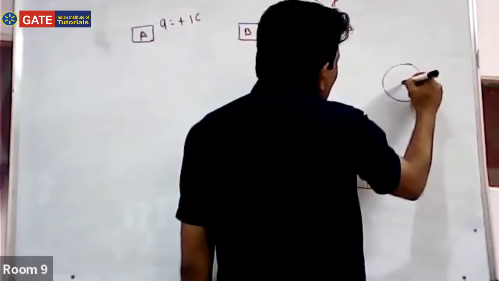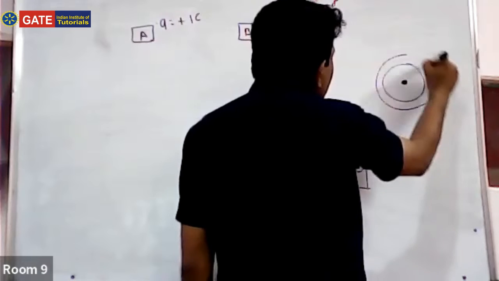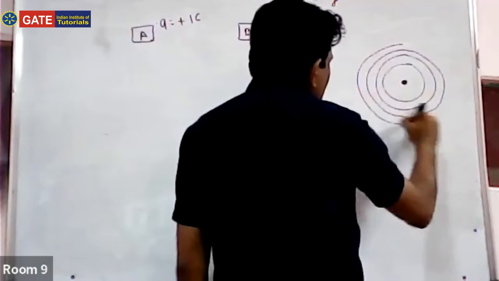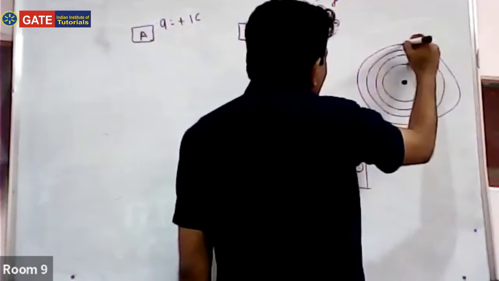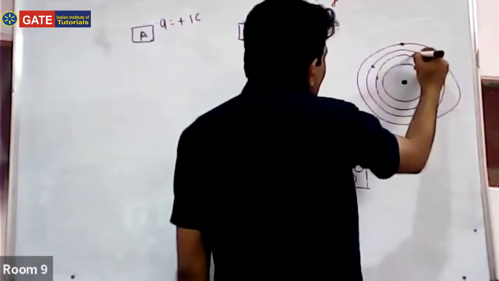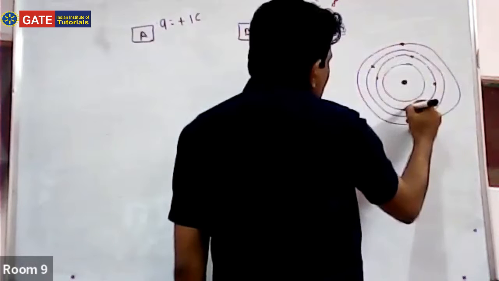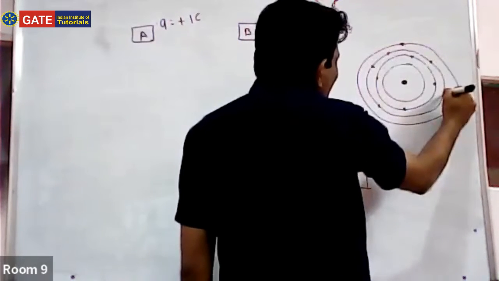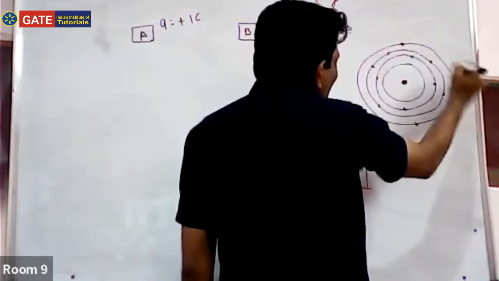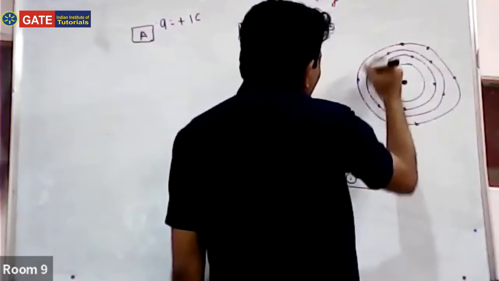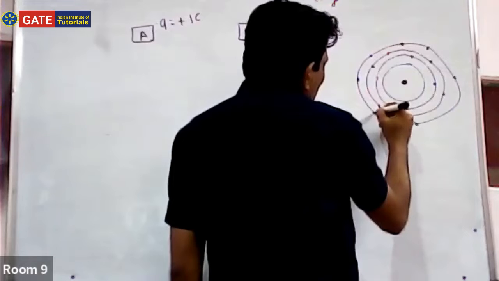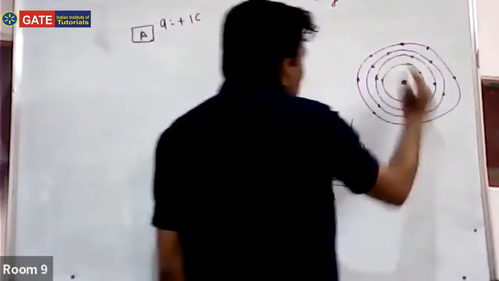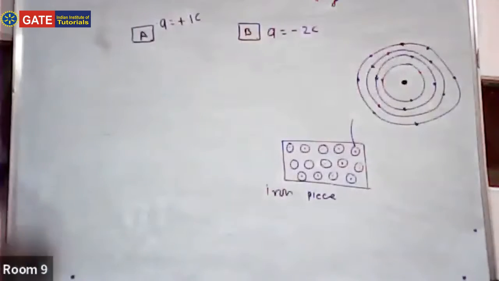So this is your nucleus inside, and these are the shells. In the shells, electrons are revolving around the nucleus. This is the basic structure, right? For the 12th, when you go to BSc and MSc, this structure changes according to your knowledge. So this is the basic structure of the atom.